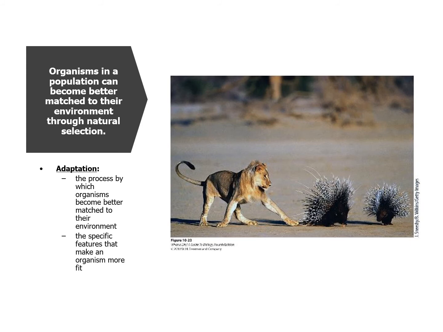So some organisms in a population can become better matched to their environment through natural selection, and this is something we call adaptation. It's the process by which organisms become better matched to their environment, and the specific features that make an organism more fit will become more prevalent. A lot of organisms adapt to their environments very well, and if you don't, you die. It just depends on that particular situation and that particular environment with that particular species.